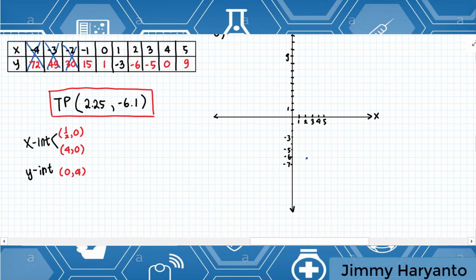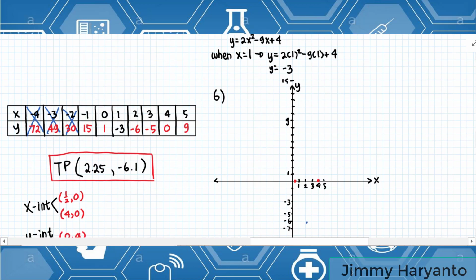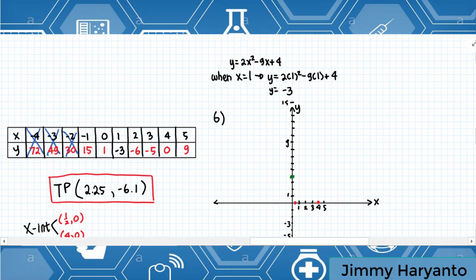Okay, and then the second one is the x-intercept. For the x-intercept we have half, 0. Half, 0 is right here, and then 4, 0 is right here, and then 0, 4 for the y-intercept. The y-intercept is 0, 4: 1, 2, 3, 4 right here.